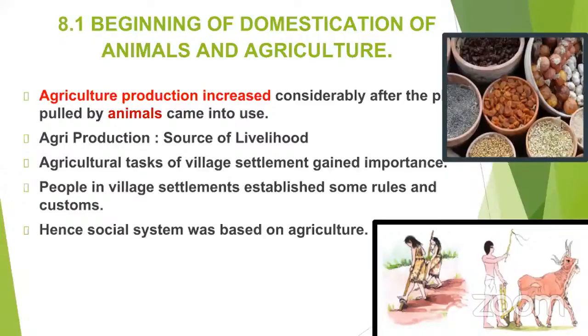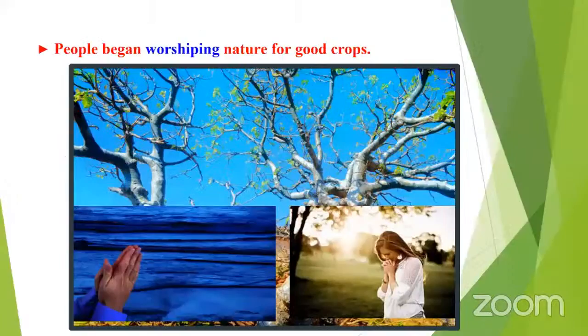Village people in village settlements established some rules and customs. Hence, the local social system was based on agriculture. Then people began worshipping nature for good crops. Can you think of the natural god here to whom they are worshipping?